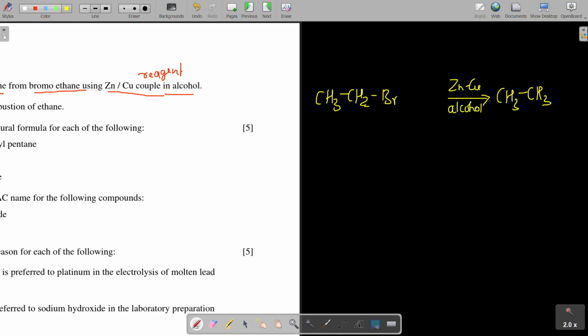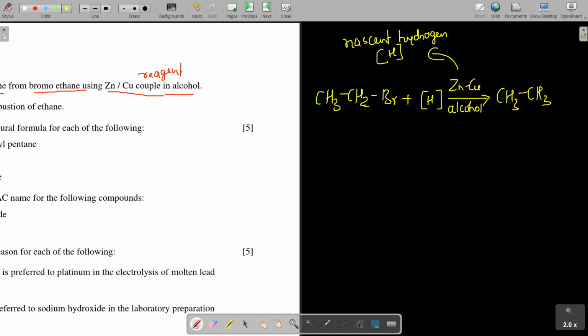So you should remember that zinc copper couple in alcohol will give nascent hydrogen. And always nascent atoms are written in square brackets. If it is nascent oxygen, square bracket O. Nascent chlorine, square bracket Cl. So here we write [H].